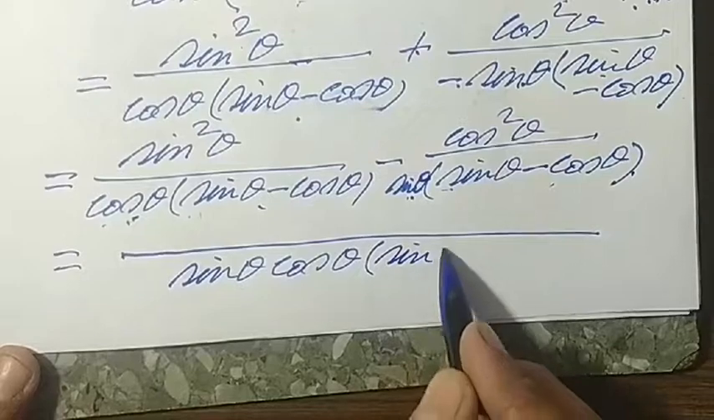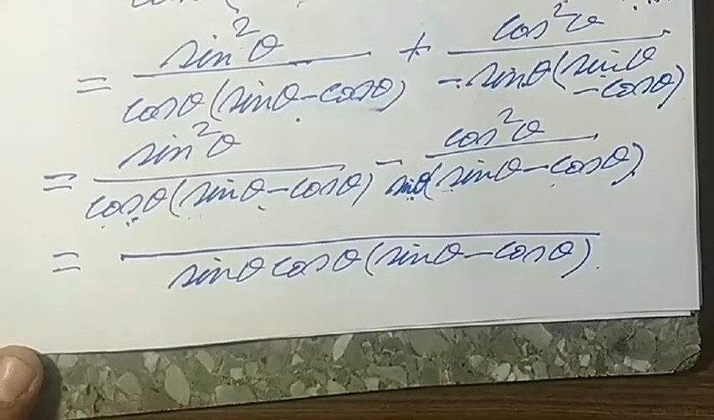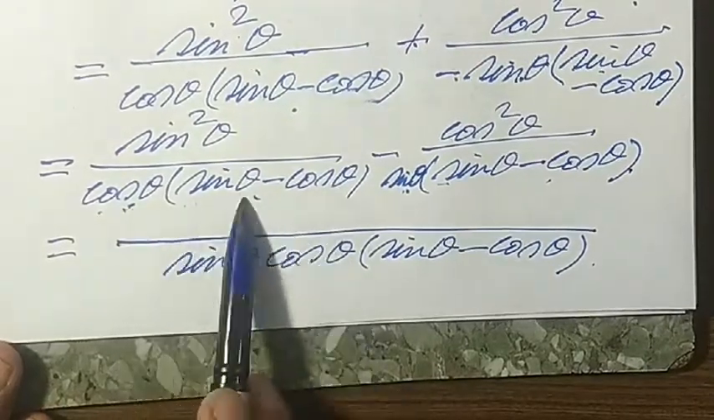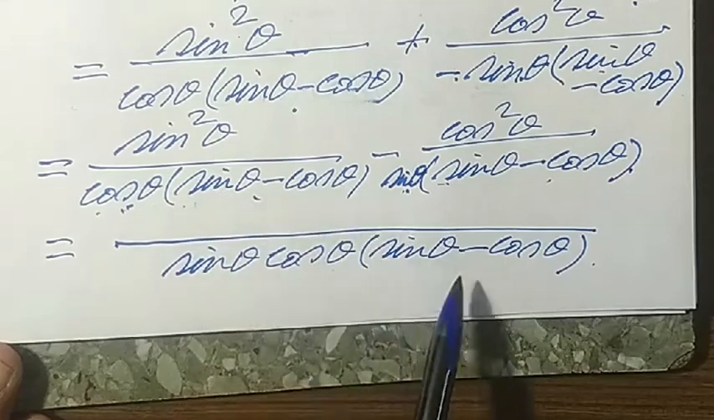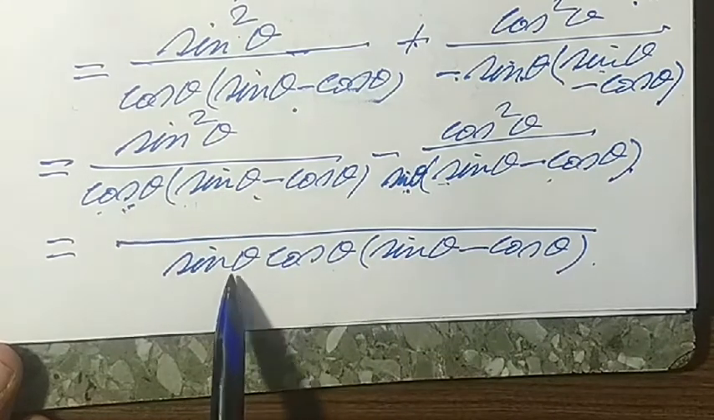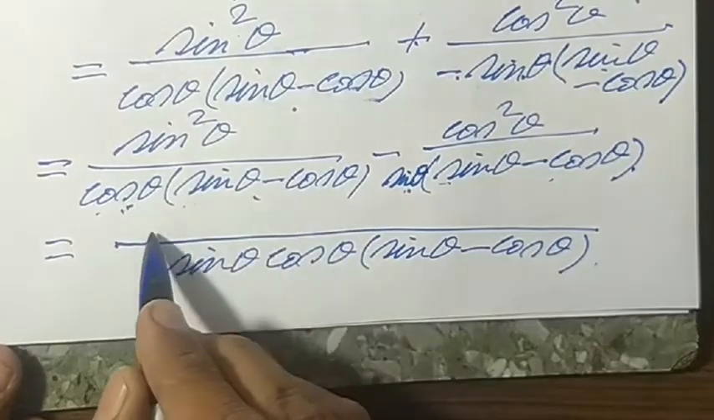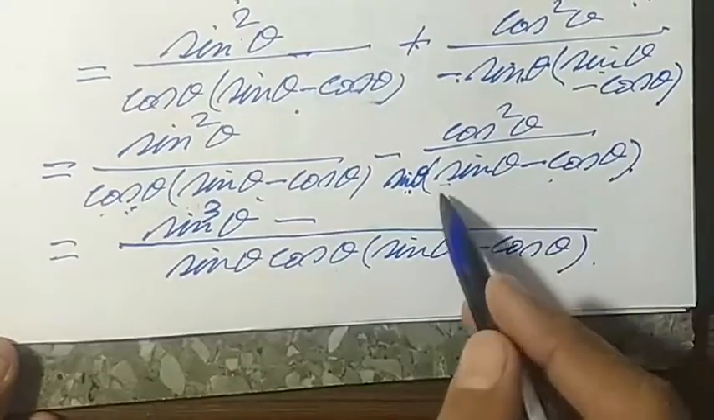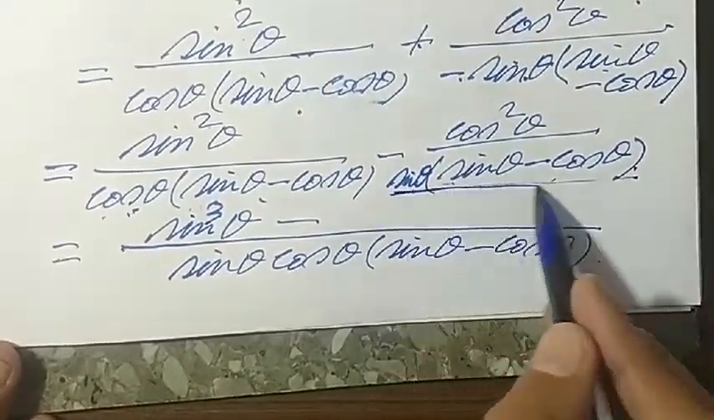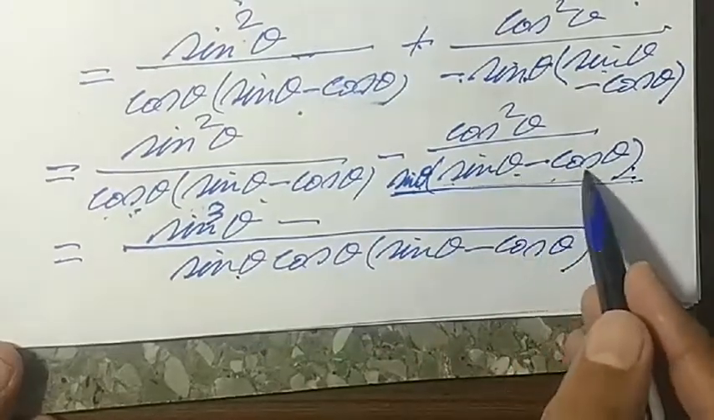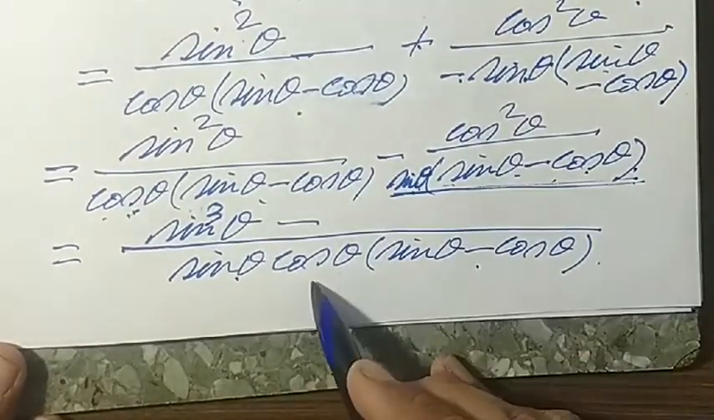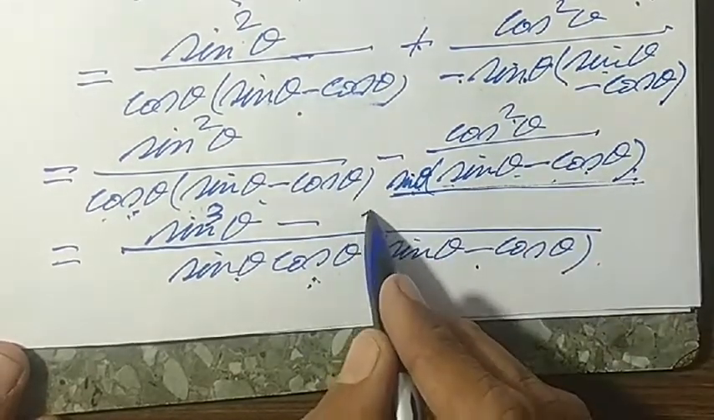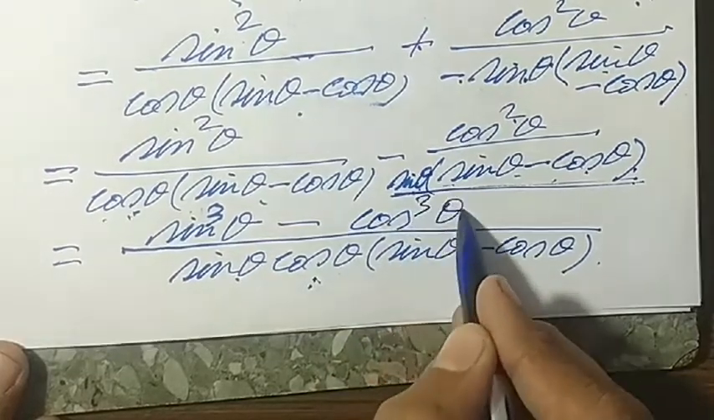So this is the LCM, and now we have to divide this LCM by this denominator. So cos theta will be cancelled, sine theta minus cos theta will be cancelled, only sine theta is left, and this sine theta will multiply numerator sine square theta, that will be sine cube theta, minus, here now we have to divide LCM by this expression. So sine theta will cancel sine theta, and sine theta minus cos theta will cancel sine theta minus cos theta, and we are left with cos theta. That cos theta will multiply cos square theta in the numerator, so we get cos cube theta.